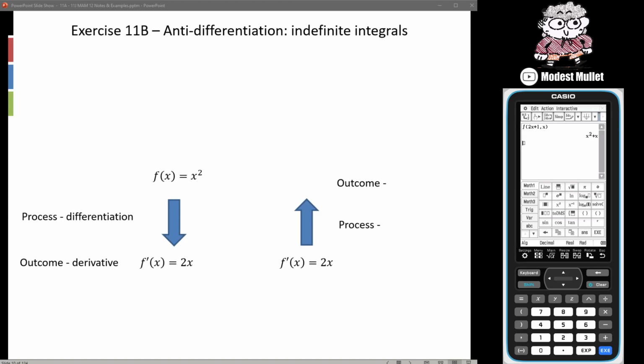Hello all and welcome to this second video where we continue our journey in looking into the field of integration and anti-differentiation, part of calculus. Today we're going to look at a really basic look at anti-differentiation and then what is the definition of an indefinite integral.